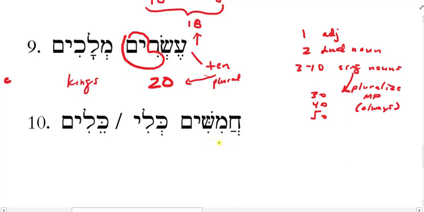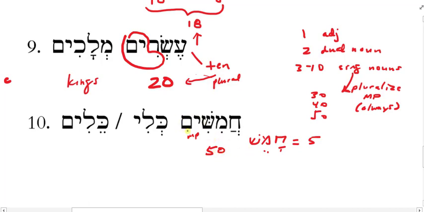And then finally, number 50, I have Chamishim. Chamishim. What is the base of this word? It's the word Chamesh. What is Chamesh? It's the number 5. But notice I don't have Chamesh, a singular noun. I have Chamishim, a masculine plural form of 5. So what number is this now? Yeah, it's 5 times 10, which is 50.